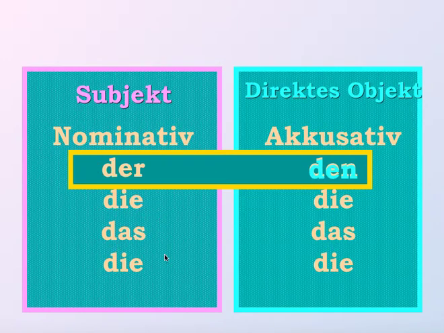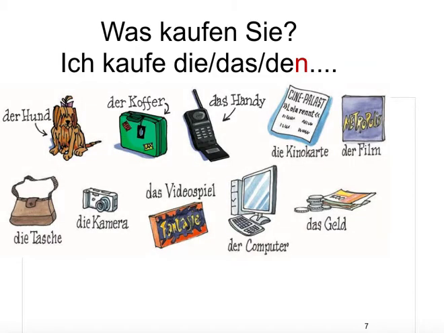So, lucky us, we don't have to worry about the feminine, the neuter, and the plural. They will be identical forms, whether they are in the nominative or in the accusative case, but we have to be careful with the masculine nouns because here the change is mandatory. So let's put all this into practical reality.